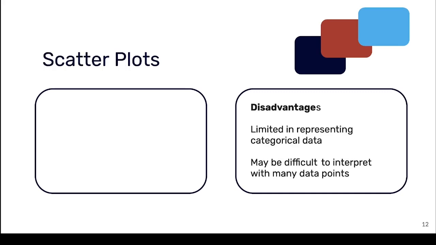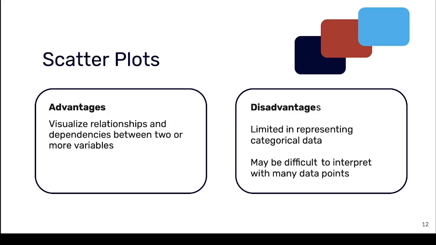For scatter plots, the disadvantages include being limited in representing categorical data, and it may be difficult to interpret with many data points. The advantages include visualizing relationships and dependencies between two or more variables, and being able to identify outliers or clusters of data.